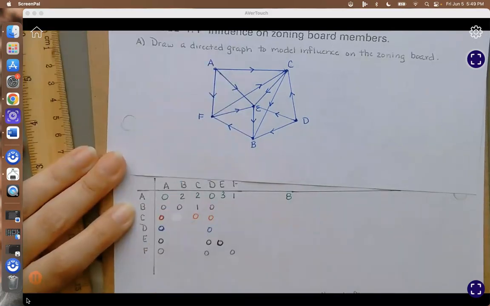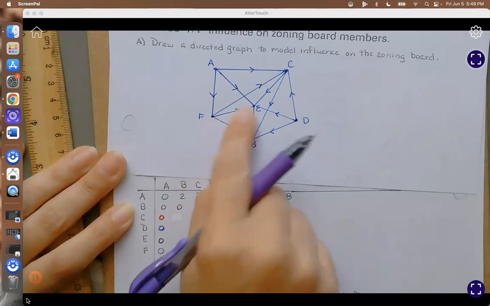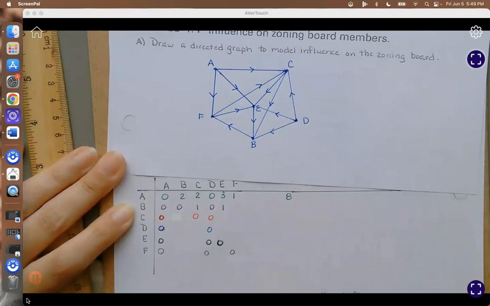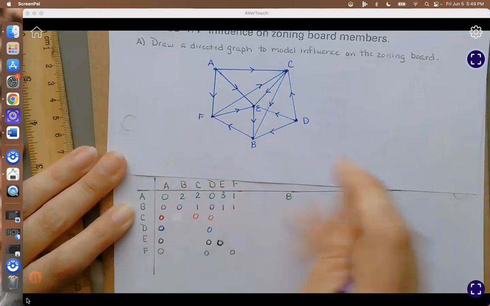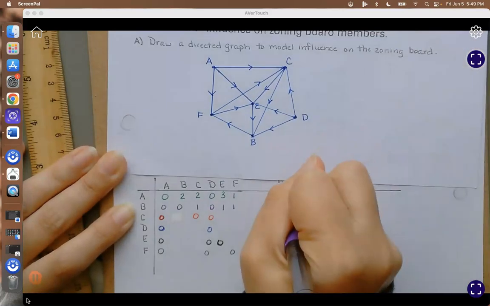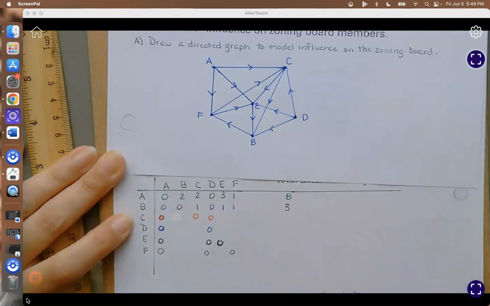All right, then B to E. Okay, B to E. I can go one way there. Okay, and B to F. I can go one way there. So Baker has 3 influences. So Baker's not very influential. Alvarez is looking pretty influential right now, but let's see who's going to be the most influential.